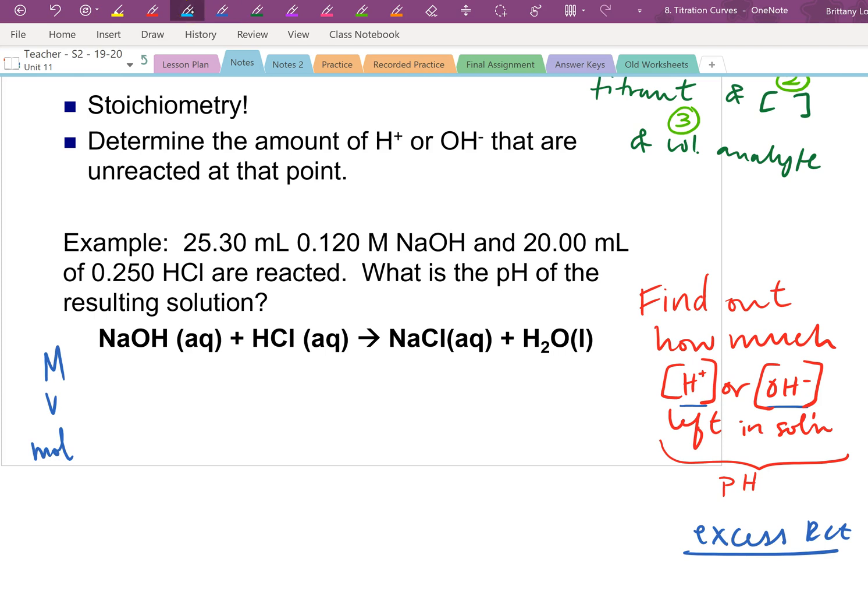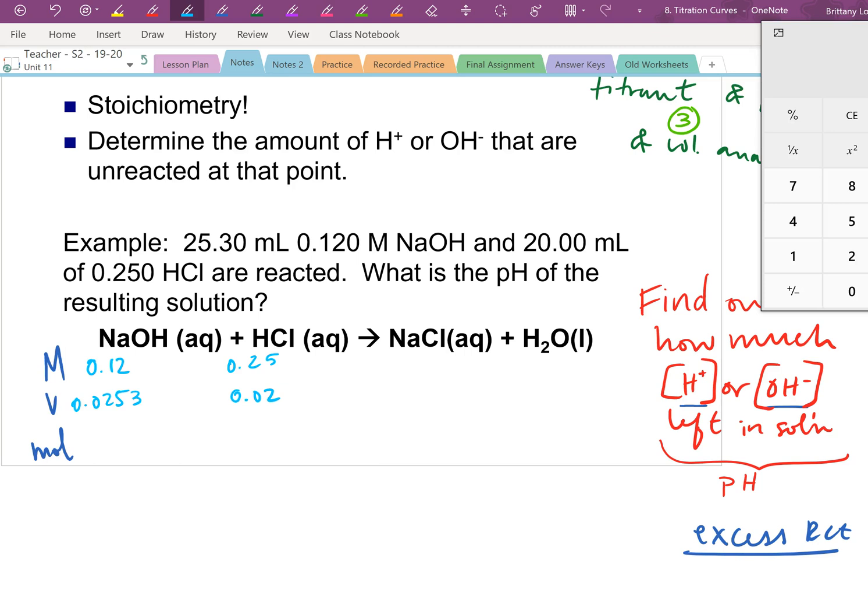So the concentration of the NaOH is 0.12. The volume that we've added is in liters, 0.0253. And we've got 20 mils, so 0.02, and 0.25 molar there. So we need to multiply both of those together. 0.12 times 0.0253 gives us 0.003036 moles of NaOH, and we'll do the same calculation for HCl.